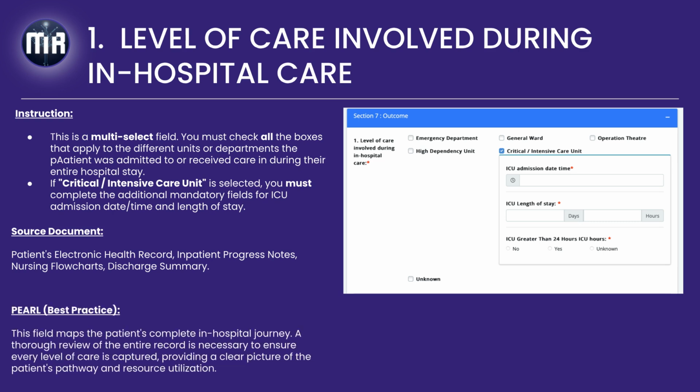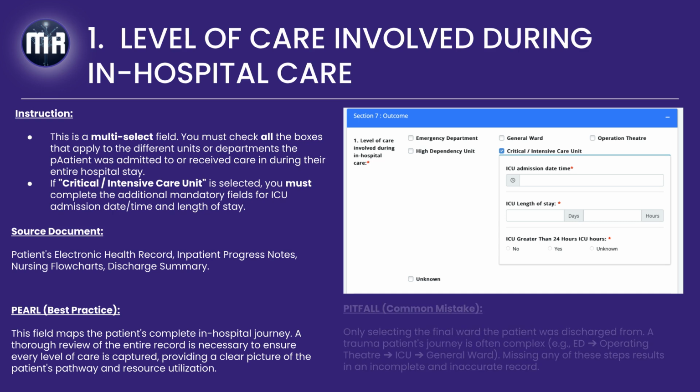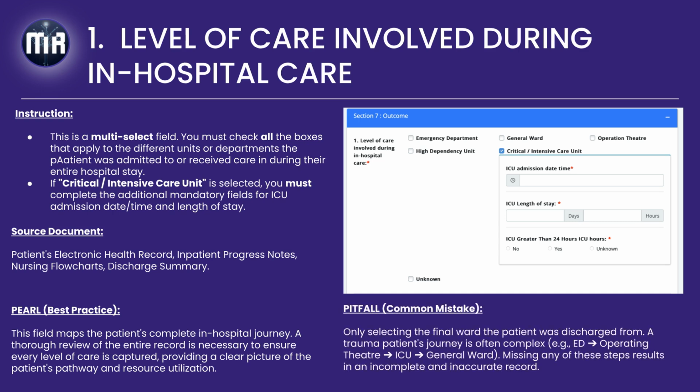The pearl, or best practice here, is to understand that you are mapping the patient's complete in-hospital journey. A thorough review of the entire record is necessary to ensure every level of care is captured. This provides a clear and invaluable picture of the patient's pathway and the hospital resources that were utilized. The most common and significant pitfall to avoid is only selecting the final ward the patient was discharged from. A trauma patient's journey is often complex, and missing any of the intermediate steps, like the operating theater or the ICU, results in an incomplete and inaccurate record, which fundamentally compromises our ability to analyze the process of care.